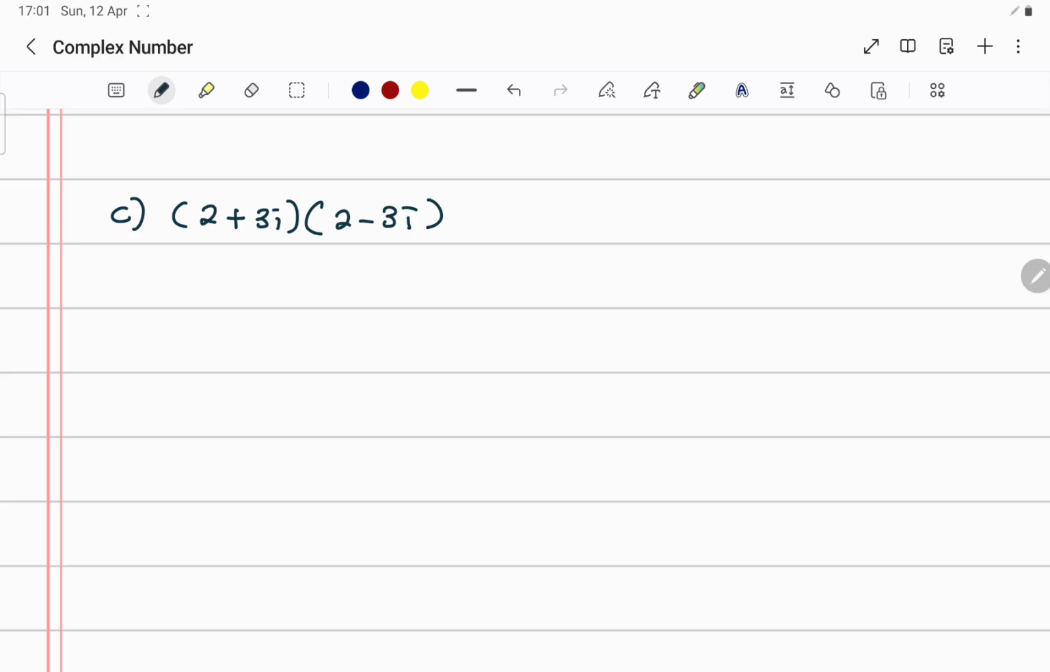For this question, we actually can just expand. We expand to multiply 2 plus 3i with 2 minus 3i. If you see, this one is actually similar. Imagine this is A, this is B, so this is A plus B, A minus B. If we multiply them, we can get A square minus B square.